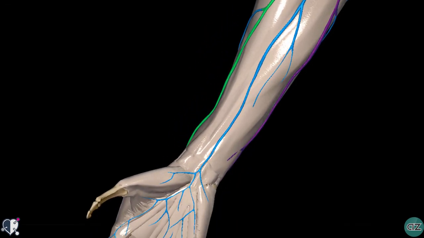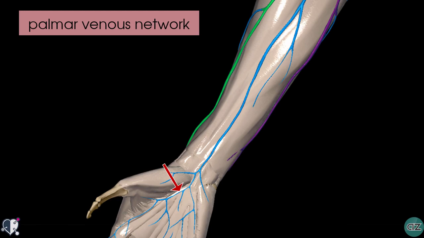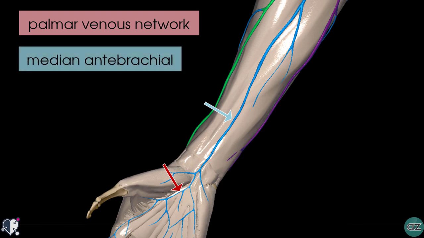So if we look distally again, we can see this venous network on the palm of the hand. This is the palmar venous network, and it's drained by this vein which runs down the midline of the forearm. This is the median antebrachial vein. So median, middle, ante, in front of, brachial referring to the arm. So it's the median antebrachial vein.